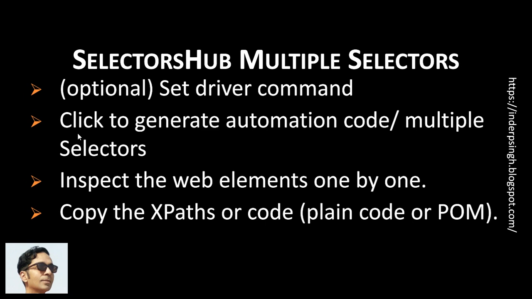So what you can do in SelectorsHub is you can click the SelectorsHub icon whose tooltip says click to generate automation code or multiple selectors. Then inspect the web elements one by one. Then you can copy all the XPaths or CSS selectors, or if you had set the driver command earlier, you can even copy the plain code or even page object model code. So let me show you how.